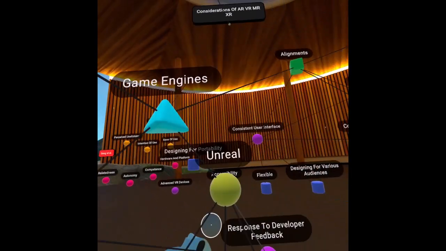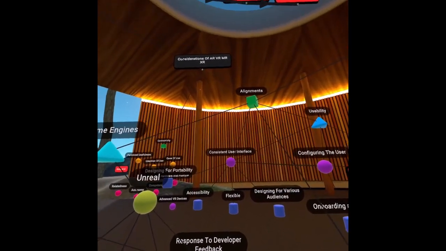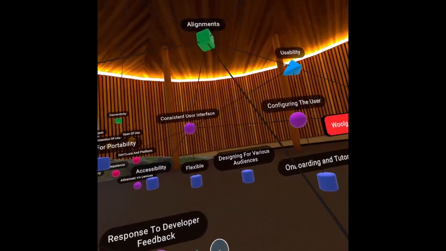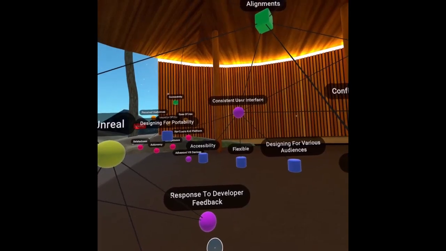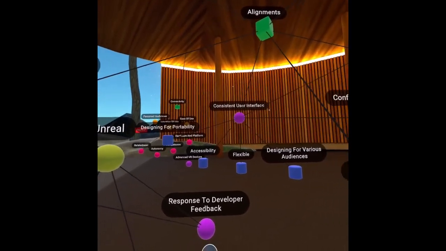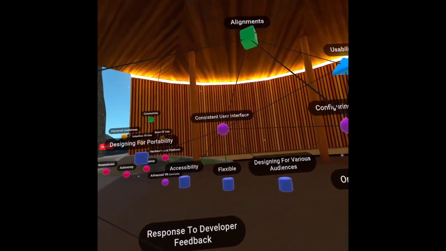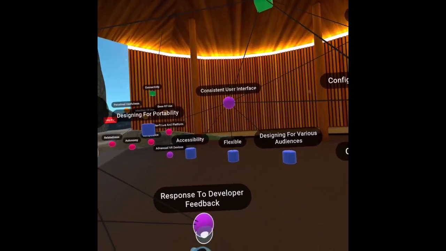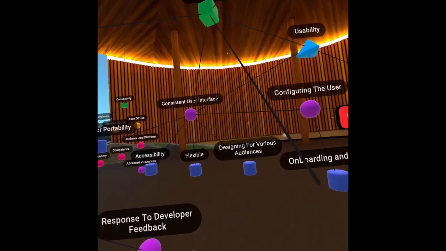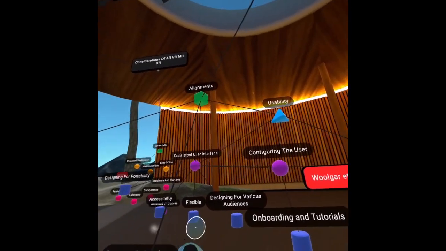If I back myself up a little bit here, to the alignment section, we're going to start within this consistent user interface. It's really important that we're aligning for this one, designing for portability and accessibility. We're also designing to be flexible and designing for various audiences. Keeping those pieces in mind when we are designing, the thing with VR right now, and we'll talk about it when we talk about the cross-platform considerations, is you really are catering to a fairly niche group. So to hit the users and audiences we need, we have to keep in mind the different audiences that our creations could be created for.